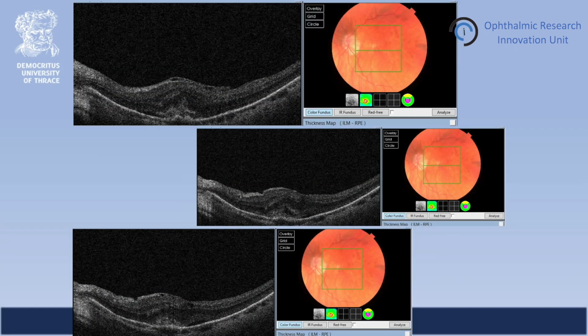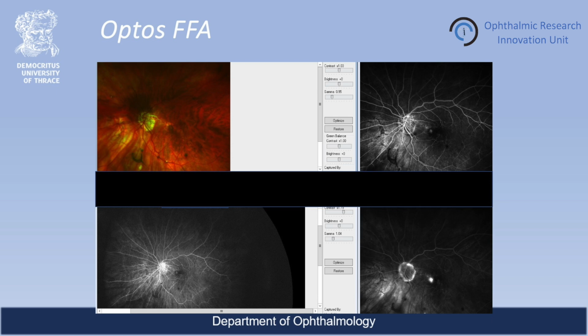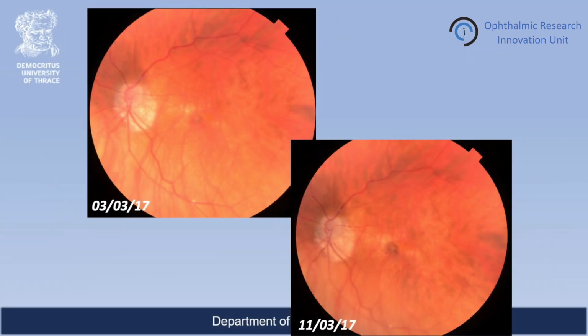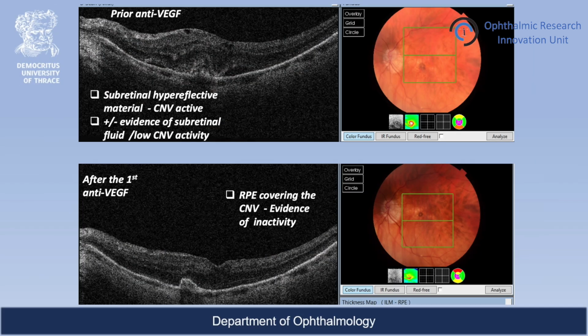In the OCT, you may see hyperreflective tissue above the fovea. And in the angiogram, you may see a central leakage. In just 1 week time before the injection, a Fuchs spot has been formed. In the OCT prior to the injection, you can see the subretinal hyperreflective material and the presence of subretinal fluid. This is an active membrane due to high myopia.